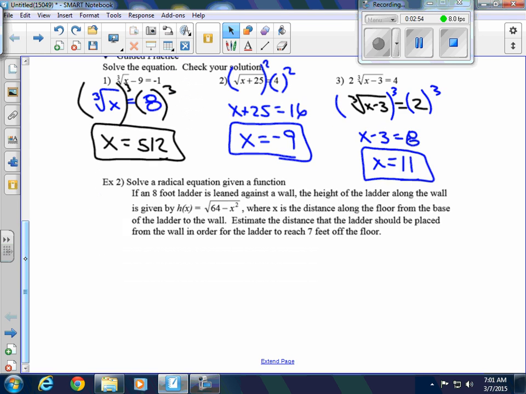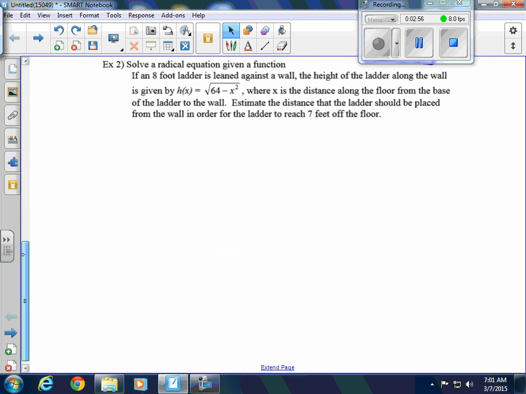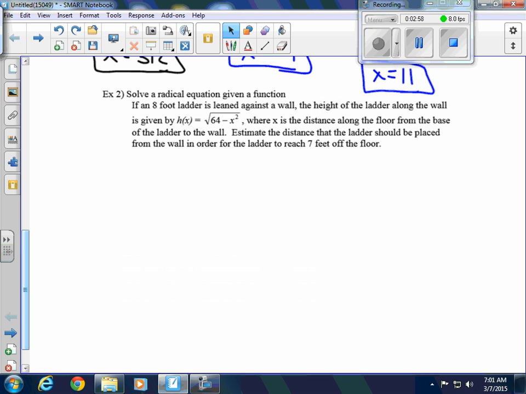So we're going to jump down to example 2. It says solve a radical equation given a function. It says if an 8-foot ladder is leaned against the wall, the height of the ladder along the wall is given by that function, where x is the distance along the floor from the base of the ladder to the wall. Estimate the distance that the ladder should be placed from the wall in order for the ladder to reach 7 feet from the floor.